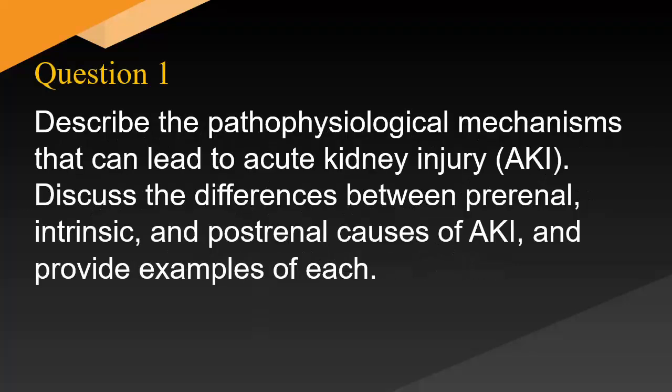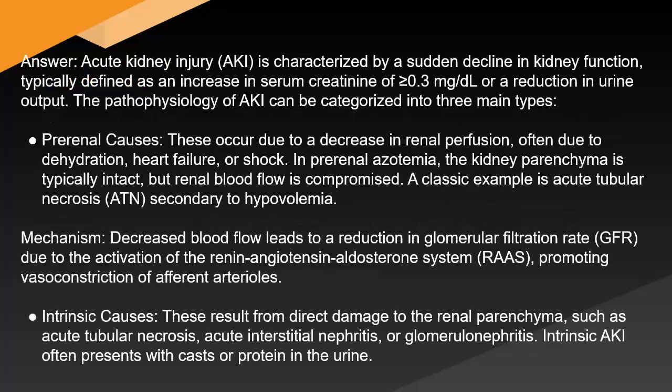Describe the pathophysiological mechanisms that can lead to acute kidney injury. Discuss the differences between prerenal, intrinsic, and postrenal causes of AKI and provide examples of each. Answer. Acute kidney injury is characterized by a sudden decline in kidney function, typically defined as an increase in serum creatinine of 0.3 mg/dL or a reduction in urine output.